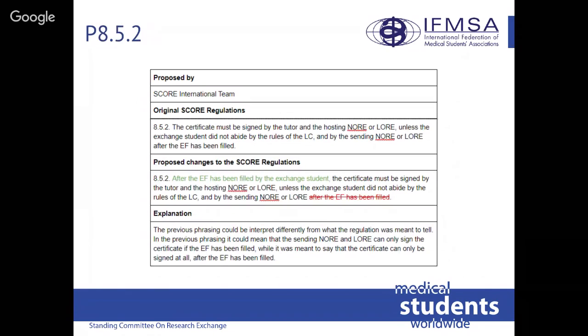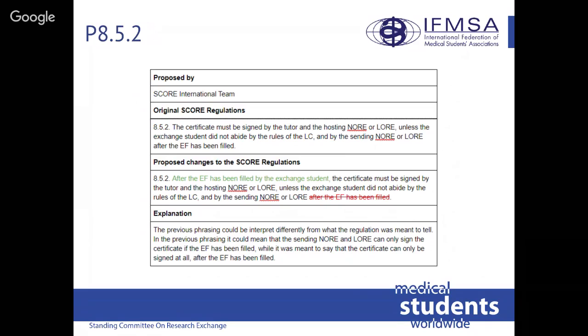Proposal 8.5.2 says that the certificate must be signed by the tutor and the hosting NORI or LORI unless the exchange student did not abide by the rules of the LC and by the sending NORI or LORI after the EF has been filled. So we want to change the wording a bit and state that after the evaluation form has been filled by the exchange student, the certificate must be signed by the tutor and the hosting NORI or LORI, unless the exchange student did not abide by the rules of the LC and by the sending NORI or LORI. The previous phrasing could be interpreted differently from what the regulation was meant to tell.